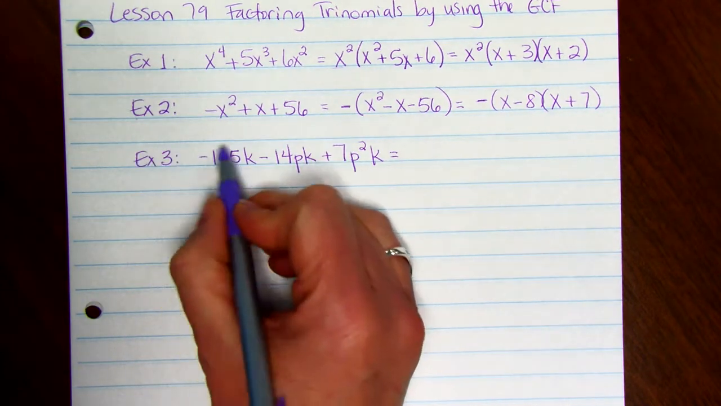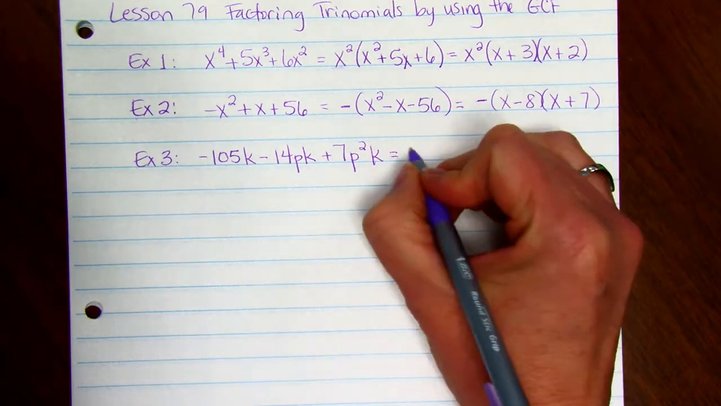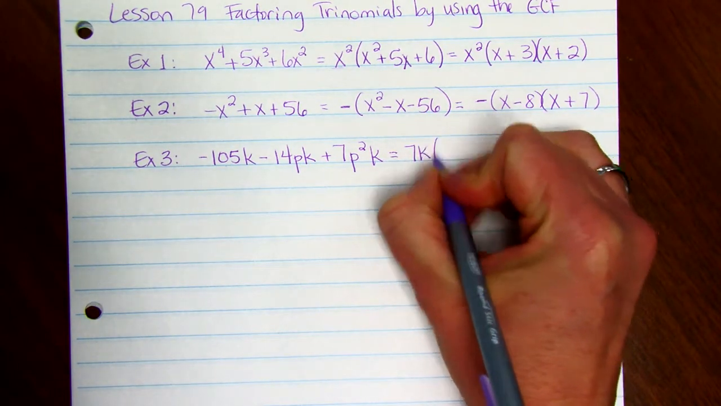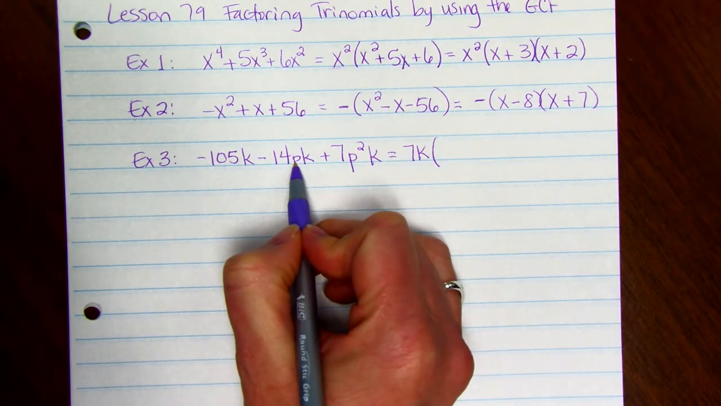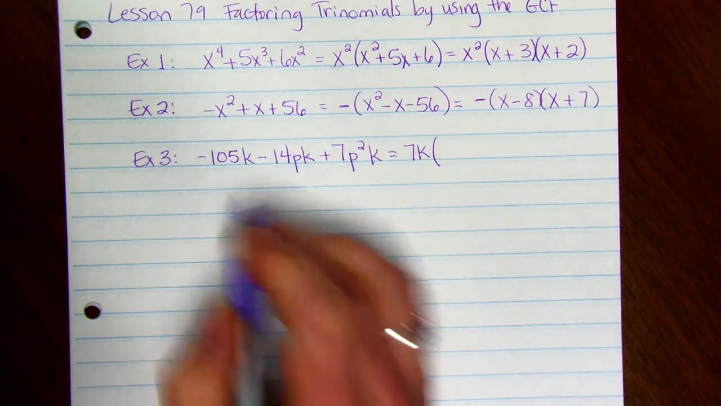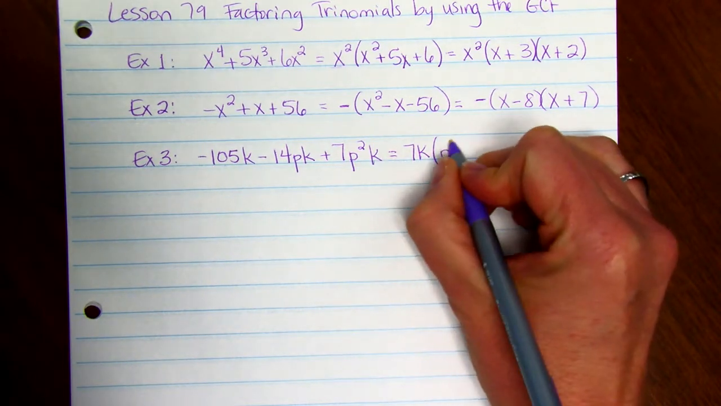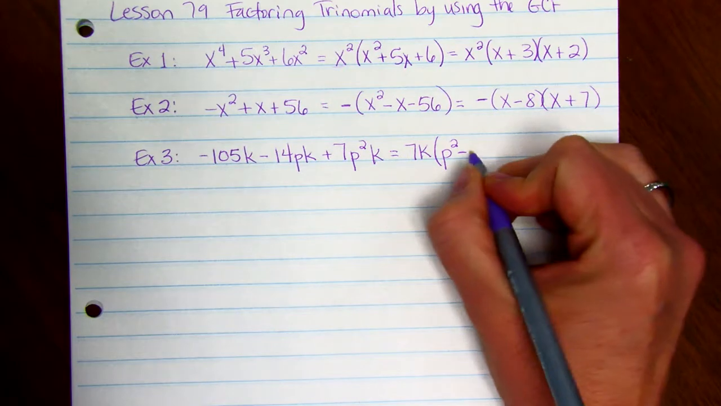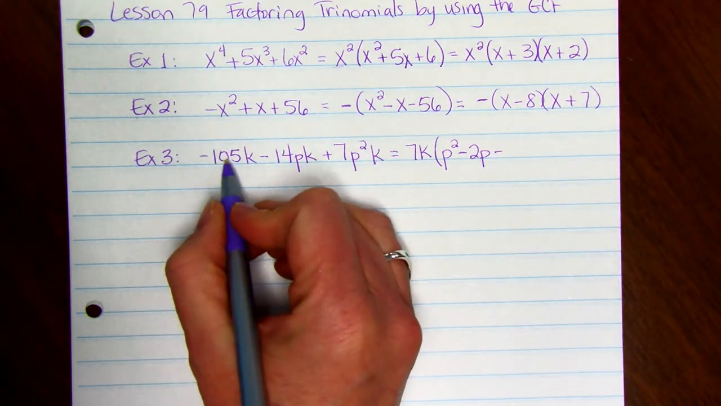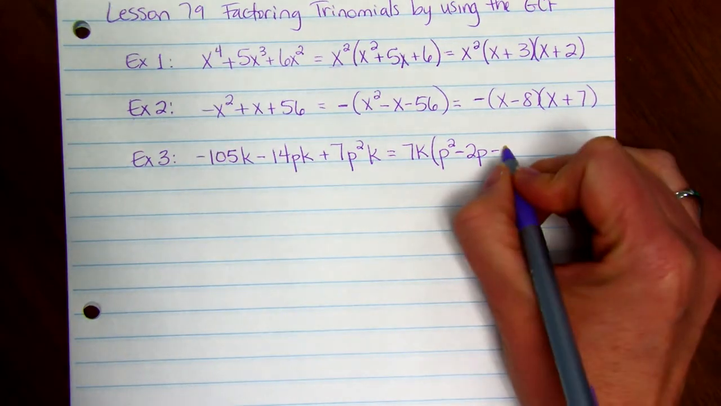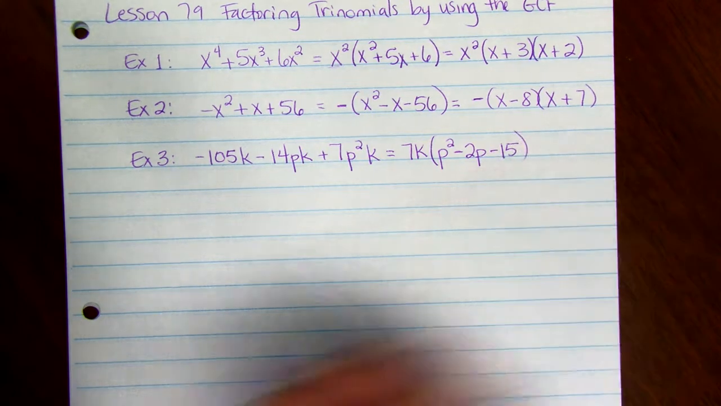So I look here, 7 goes into 10 once, 3 left over, and it will go into 35. So I'm actually going to take out a 7 times k. Then I'm going to list my p squared first, and then the p term, and then the constant. So if I take out a 7k here, I have p squared minus 2p minus, and we said this was 15, yeah, 15. There's no p, so there we go.